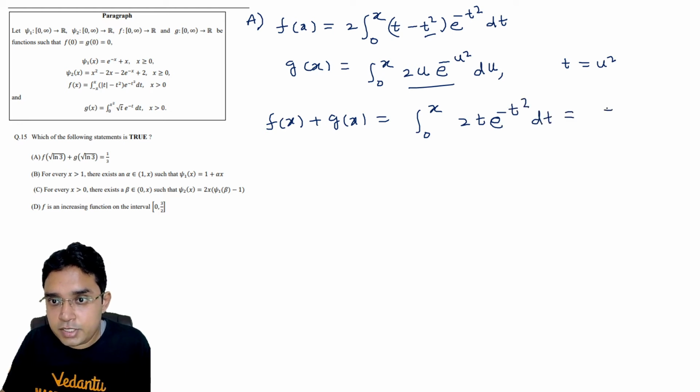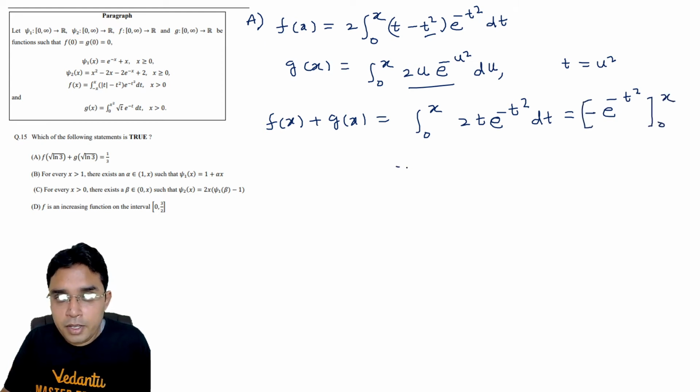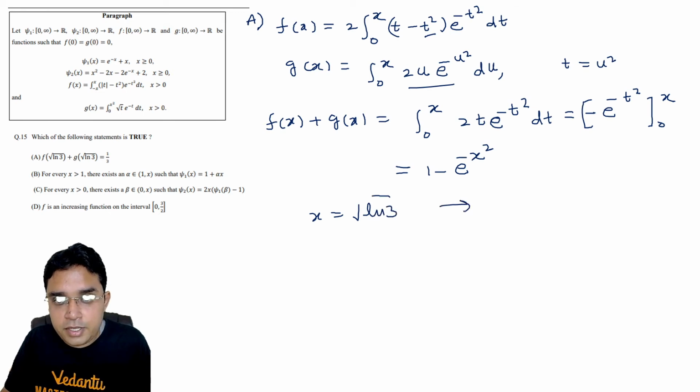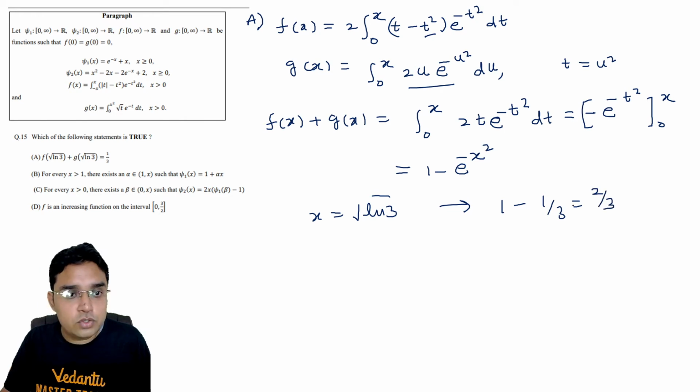Its integration is e power minus t square with a minus sign outside, from 0 to x. If we put the limit, we get 1 minus e power minus x square. So if we put x equal to under root of ln 3, the answer here would be 1 minus 1 upon 3, that is equal to 2 upon 3. So this option A is wrong.